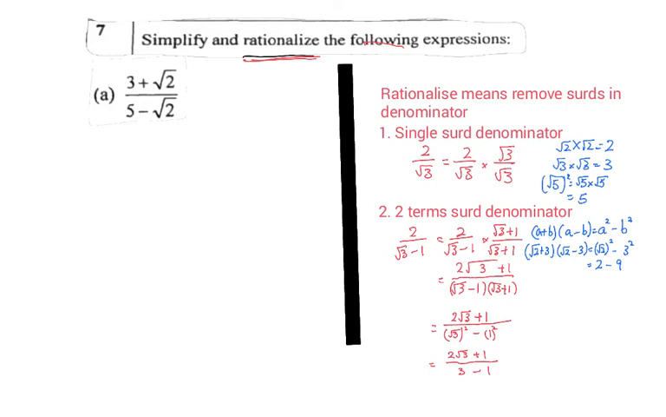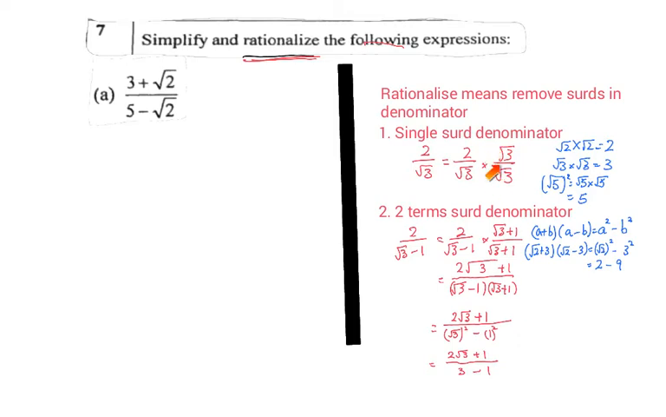Okay, now the next part of the chapter actually talks about rationalize. So let us revise on the word rationalize. Rationalize means I want to remove surds in the denominator. So in this case, I see 2 over root 3. How to remove the surd? I need to multiply by the same number on top and bottom. So in this case, I put root 3 over root 3.